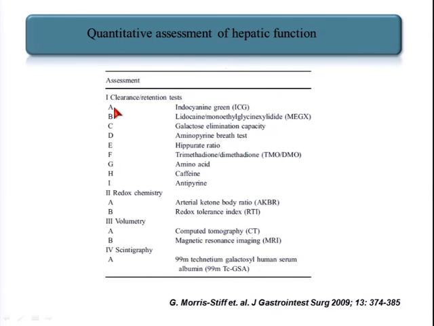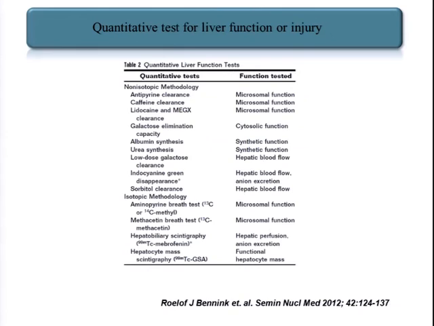For quantitative tests, usually the clearance, retention test, redox chemistry, volumetry, and scintigraphy will be good quality assessments of hepatic function. The qualitative tests can usually be divided into two parts: non-isotope methodology and isotope methodology. For non-isotope, indocyanine green will be the best, and for isotope methodology, usually technetium-99 mebrofenin scintigraphy will be one of the most important scintigraphies we are going to use.